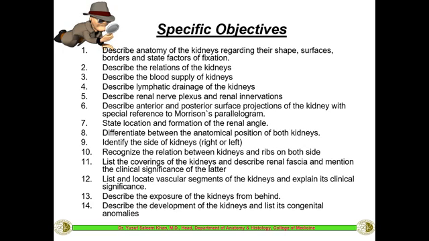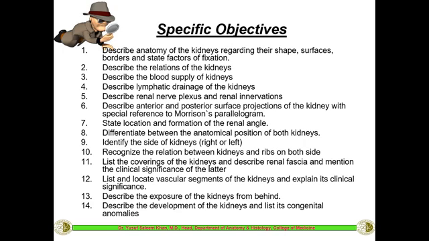The seventh is state location and formation of the renal angle. Eighth is differentiate between the anatomical positions of both the kidneys. Ninth is identify the sides of the kidney, how to differentiate between the right and the left kidney. Tenth is recognize the relations between kidneys and ribs on both the sides.